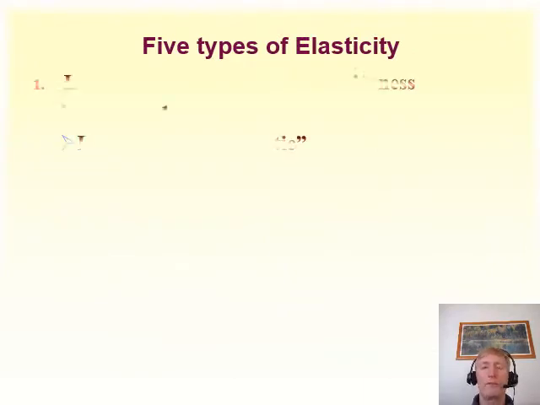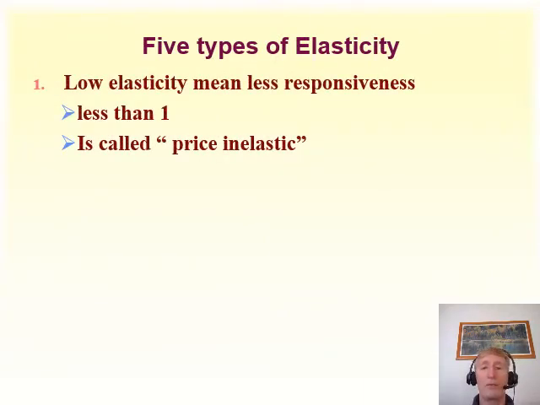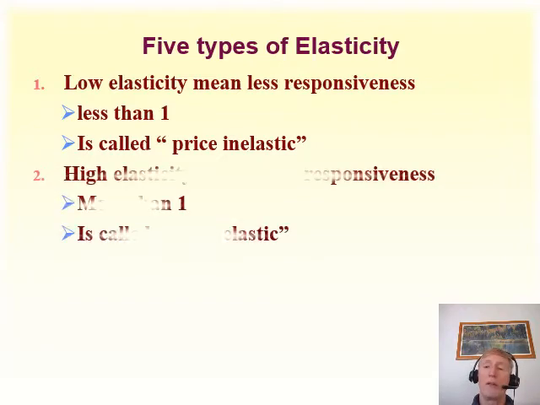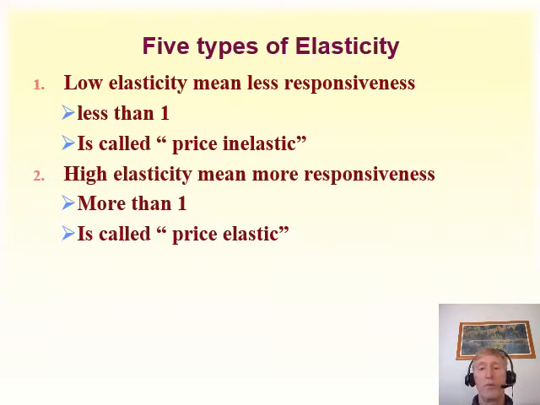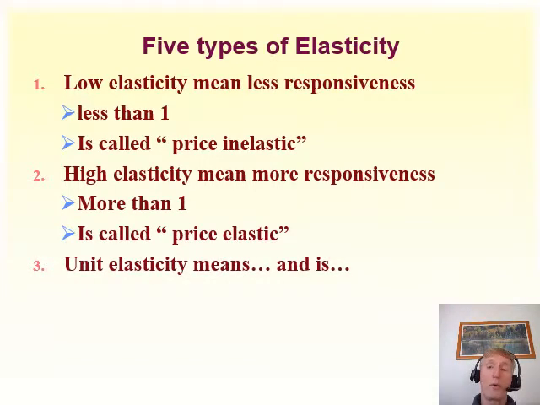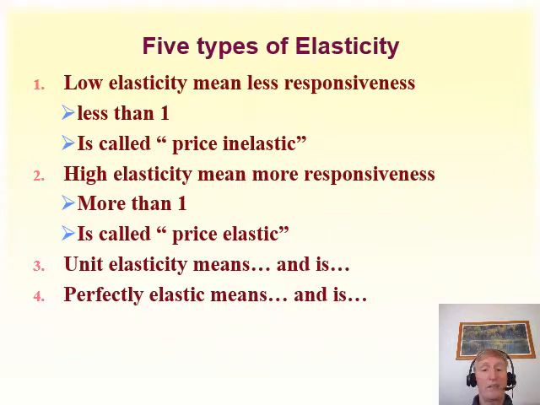Overall, there's 5 types of elasticity, and the low elasticity that we just talked about does mean overall it's less responsive. Therefore, numerically it is less than 1, and we call it price inelastic. And for the elastic type, it's greater than 1, and price elastic. And in the middle, of course, it's unit elasticity, meaning that it's equally responsive. And then we have perfectly elastic, which means it's completely responsive, which really is an unrealistic situation. It's only an extreme idea.